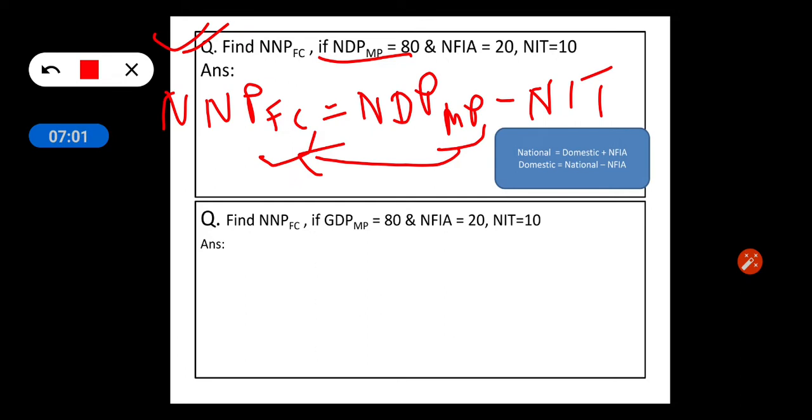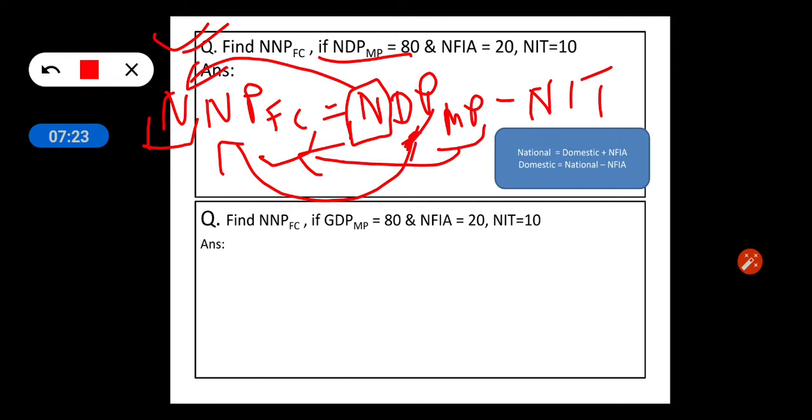Okay, next you have to check gross and net. On the right hand side we have net, and on the left hand side we also have net, so no conversion is needed. Now let's check the third factor. We have domestic here, right? And on the left hand side we have national here, so we are going to convert domestic to national. To do that, we have to add what? NFIA, right?